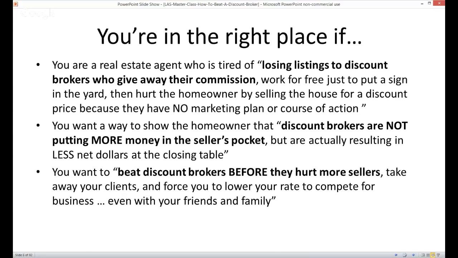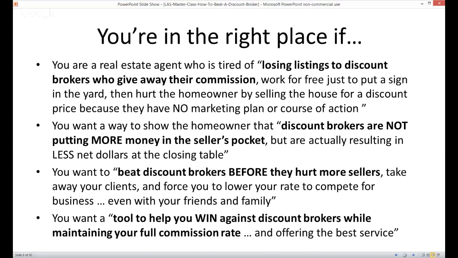And that's what we've been noticing lately in these hot markets. Even your friends and family are being exposed to this and asking for discounts. And by the way, you want a tool to help you win against discount brokers while maintaining your full commission rate and offering the best service. So if that's what you're looking for, you are in the right place.